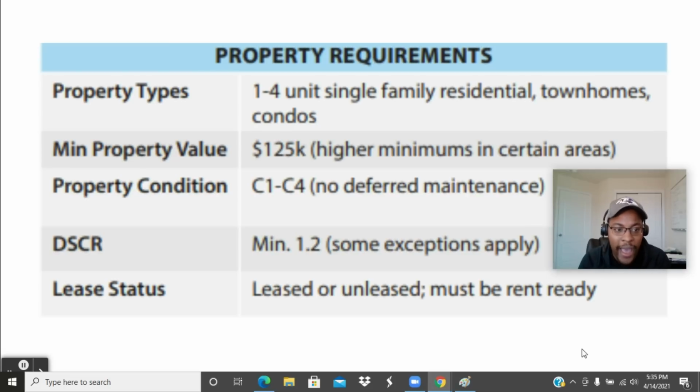And the DSCR, as we went over for this particular lender, 1.2. So let's say it's $1,000 a month PITIA and the rental income is $1,200. So that particular property would meet the DSCR, the debt service coverage ratio requirement. The property must be rent ready.